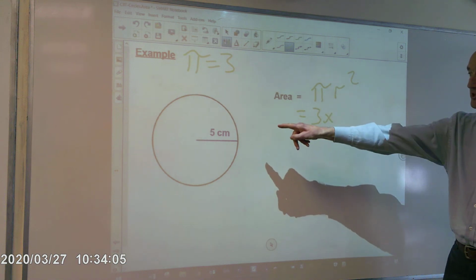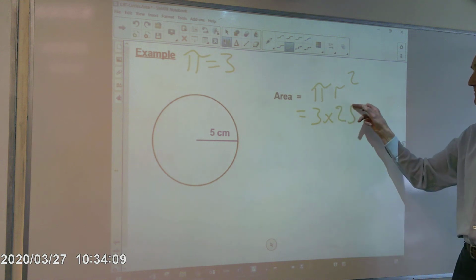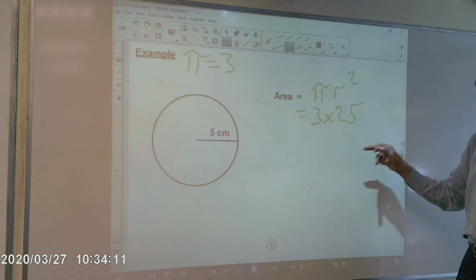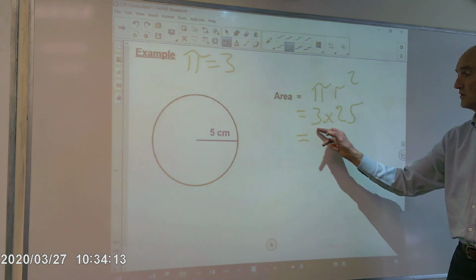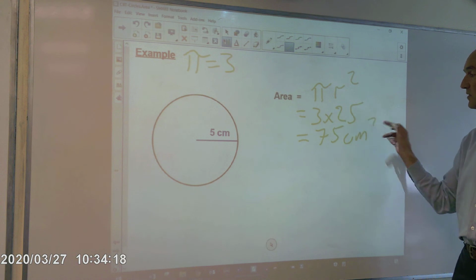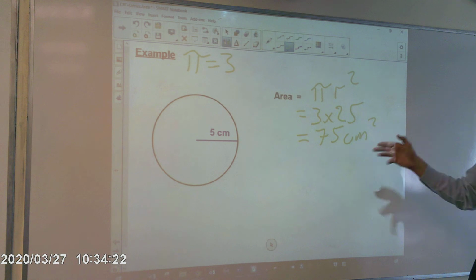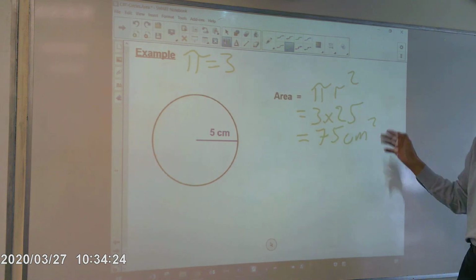The radius is 5. 5 squared is 25. 3 lots of 25 gives me a solution of 75 centimetres squared. Don't forget the squared. Get your units right. The area of that circle is 75 centimetres squared.